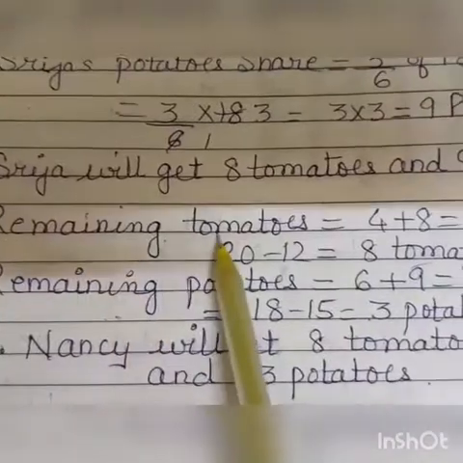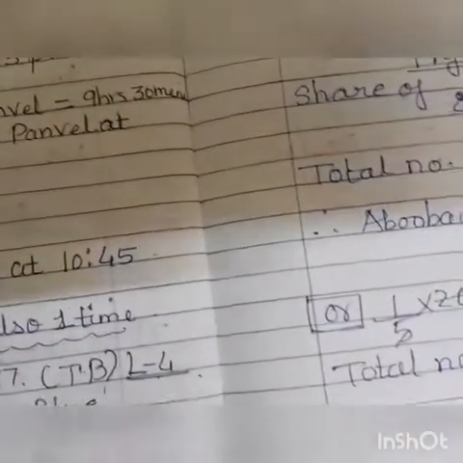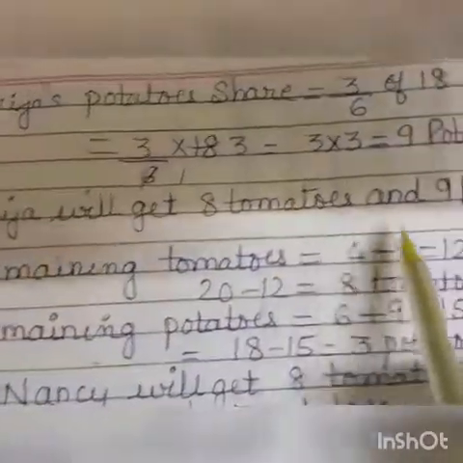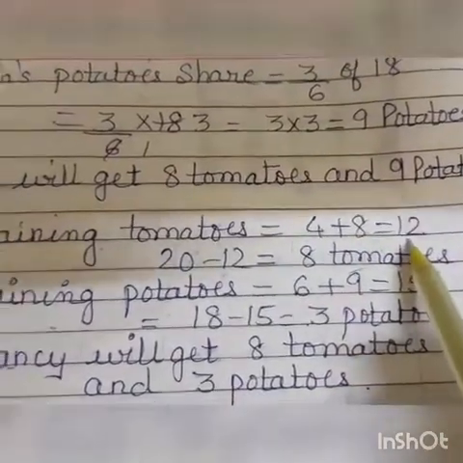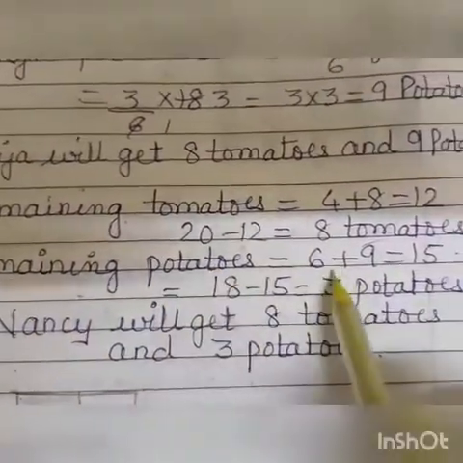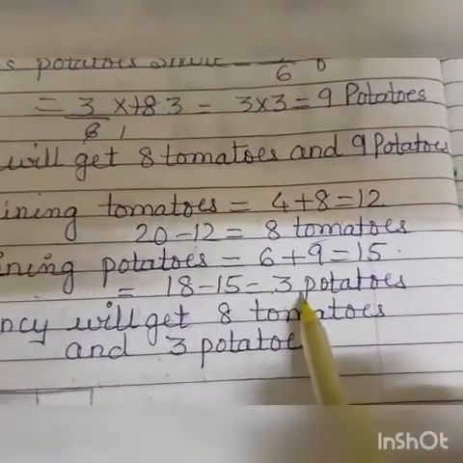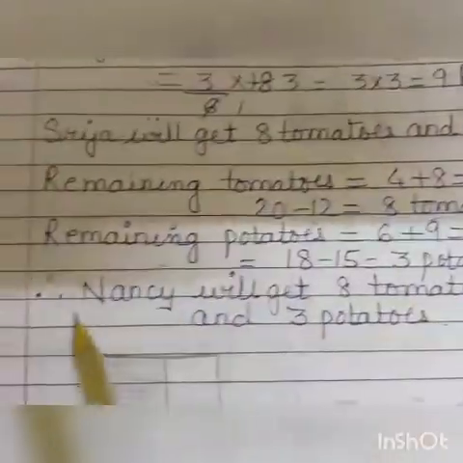So how many tomatoes remain? Total are 20 tomatoes. As we know, 4 tomatoes and 6 potatoes Abu Bakr is going to get. So 4 plus 8, that is 12 tomatoes have already been divided, and remaining potatoes is 6 plus 9, that is 15. That means 3 potatoes remain. So out of that, 8 tomatoes and 3 potatoes that remain, that will go to Nancy.